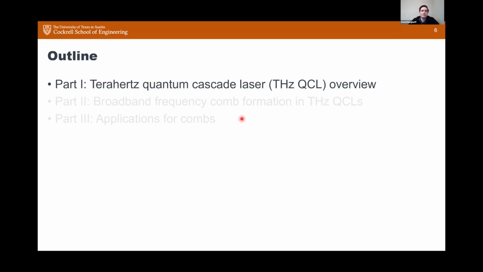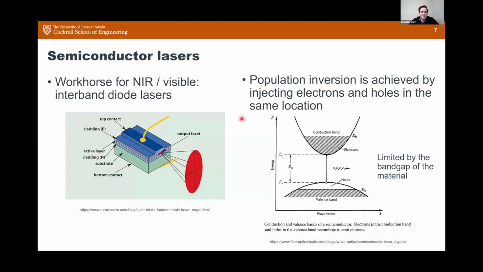For the second part of the talk, I'll be discussing broadband frequency comb formation in terahertz quantum cascade lasers, which is useful for spectroscopy. And then in the last portion of the talk, I'll be discussing some new applications for combs in terms of spectroscopy and also radiometry. So what is a terahertz quantum cascade laser, or what is a quantum cascade laser in general, is the first question we need to answer.